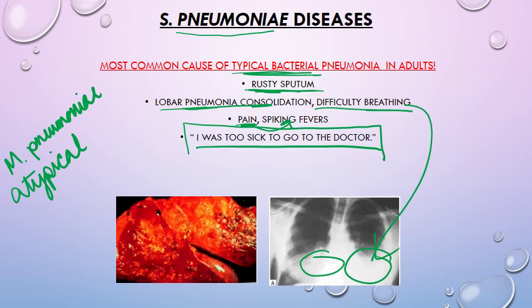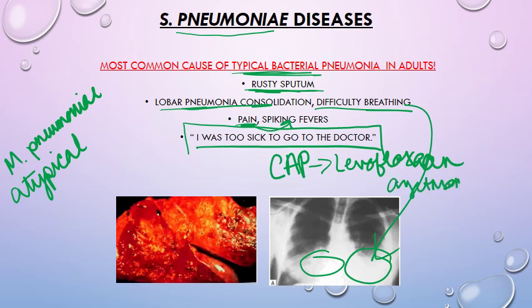So for community-acquired pneumonia, and I'm talking likely typical pneumonia, as a monotherapy, you can use levofloxacin. But if you're going to do multi-therapy, you can add in either azithromycin or ceftriaxone and vanco, just depending on the severity of your patient.